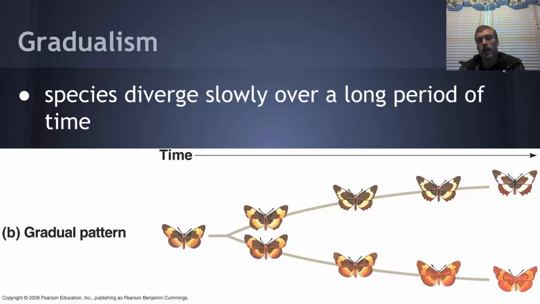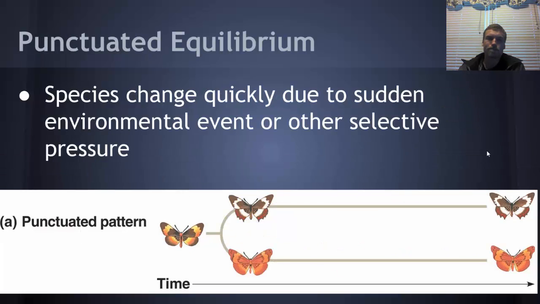So when we take a look at gradualism, we're talking about species diverging slowly over a long period of time. Here we have one species of butterfly, and slowly over time, they diverge until they turn into two separate species that have evolved to take advantage of whatever particular environment they're in.